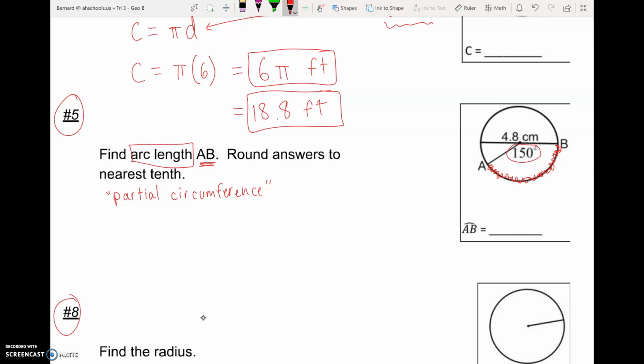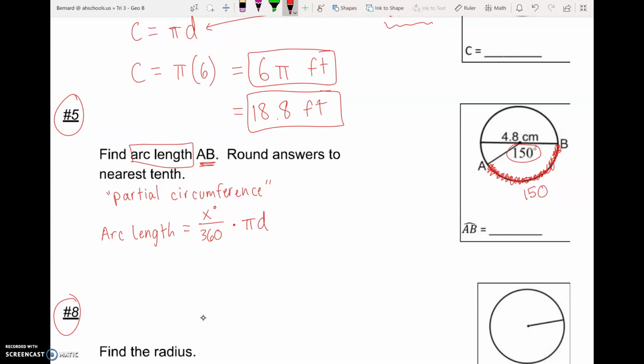We see a central angle is 150. Central angles and arc measures are the same. So our arc is 150. So really, remember the circle is 360 degrees. We just want to find the circumference around just a 150 degree section of this circle. And so remember our arc length formula is our arc length equals our central angle divided by 360 times our circumference, so times pi d.